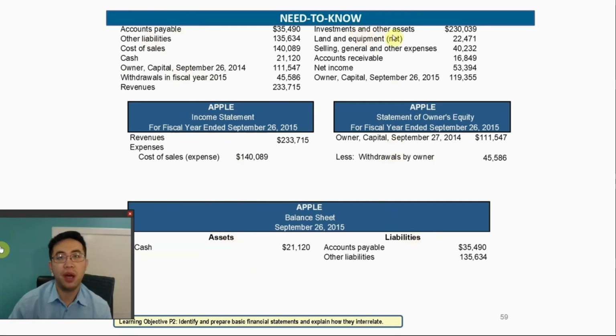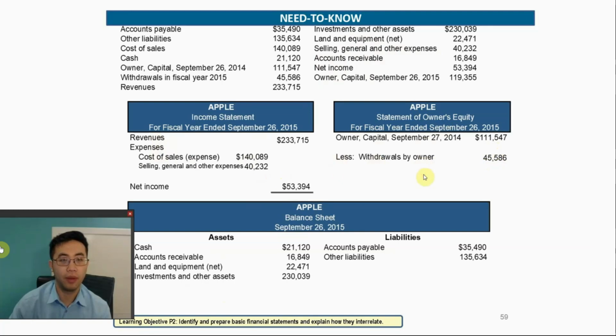And then investment and other assets would go to total assets. Land and equipment would go to total assets. Selling, general, and other expenses would go to the income statement as it is kind of an expense. Accounts receivable would go to assets. And the net income basically is your revenue minus all the expenses, and it will be the ending number here. It will also go to the statement of owner's equity on this side. So the net income just moved to the statement of owner's equity.